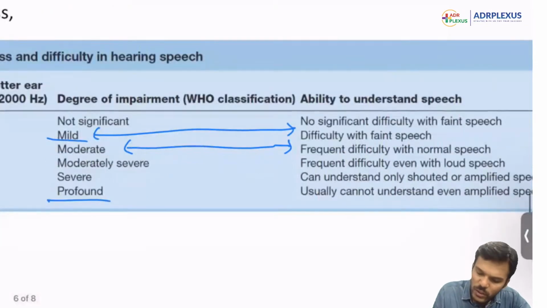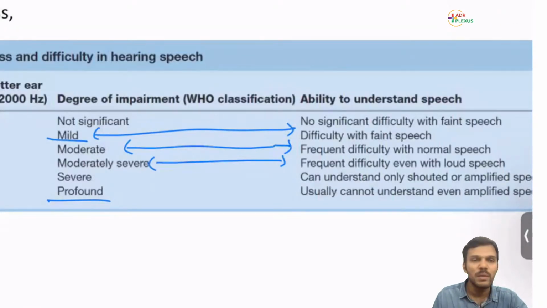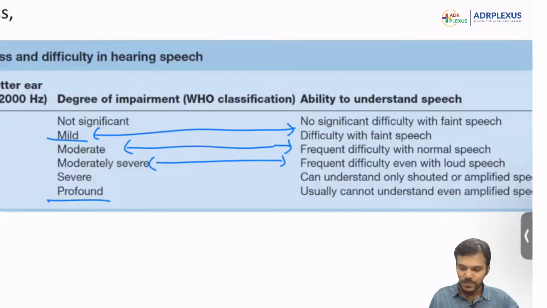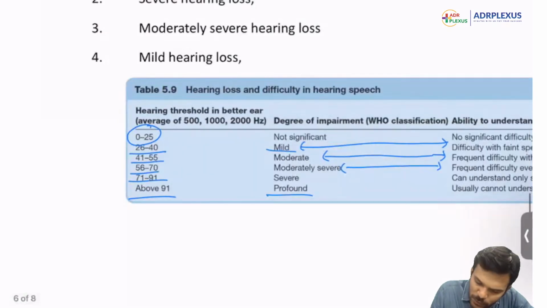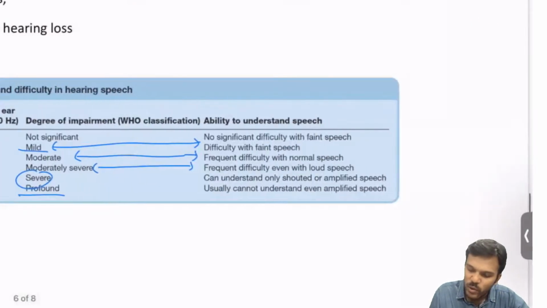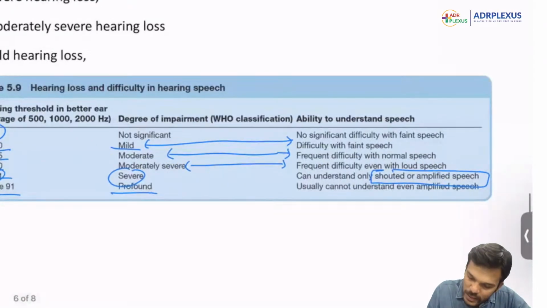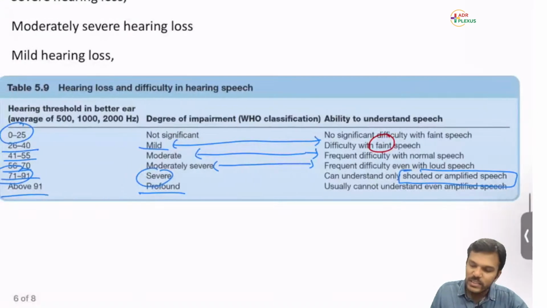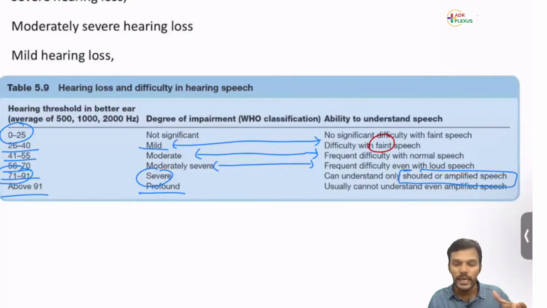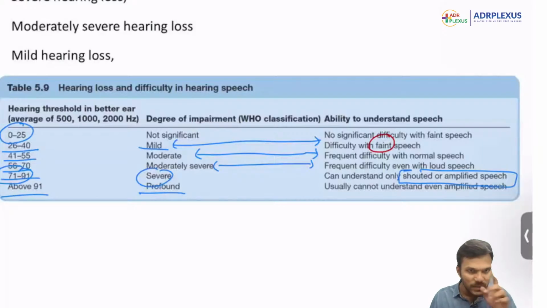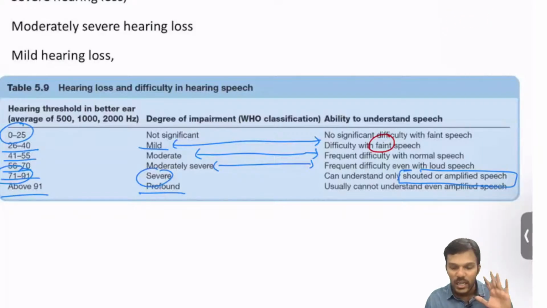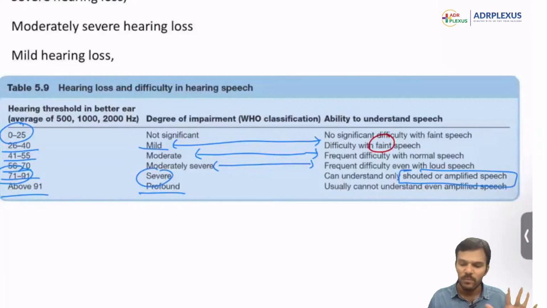The next one, moderately severe: frequent difficulty even with loud speech. This may be your 55 to 65-year-old grandma, grandpa, uncle or aunt. You have to understand that 71 to 91 is severe, where they can understand only amplified speech. Mild is faint speech; severe is shouted or amplified speech. You should remember these two only, the rest fall in between or after. Mild means difficulty with faint speech. Severe means can understand only shouted or amplified speech. Less than that, or greater than that, is the rest.